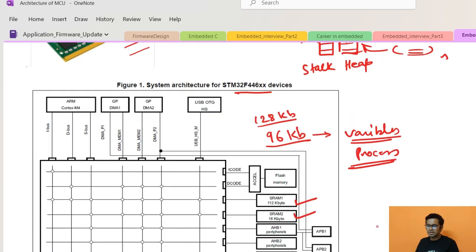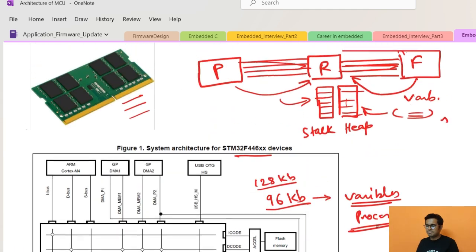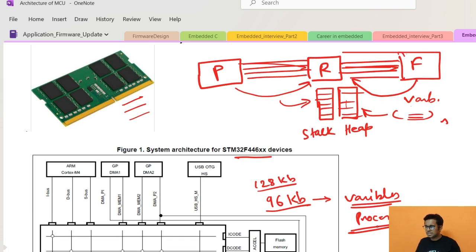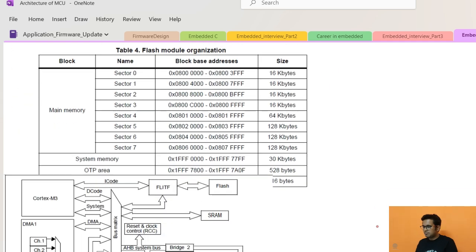If you have any doubt, you can ask me. Just remember, RAM is the memory that will be utilized by the CPU to process the data and to run the program. Okay, if you don't have RAM, then your program cannot be run. So RAM is required to run the program and process the data. Now flash.